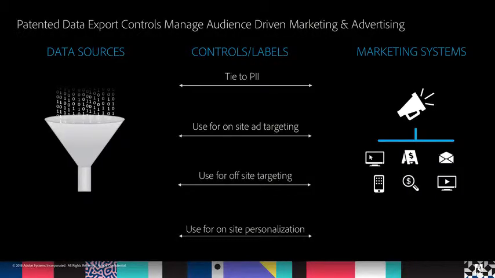Another key aspect of Audience Marketplace is our patented data export controls. And so what this allows you to do is assign labels to individual data sources in Marketplace so you don't run afoul of privacy or agreement regulations that might be in place. So for example, for a given data source, you can define whether or not that can be tied to PII, whether or not it can be used for site ad targeting, for off-site targeting, or for on-site personalization.